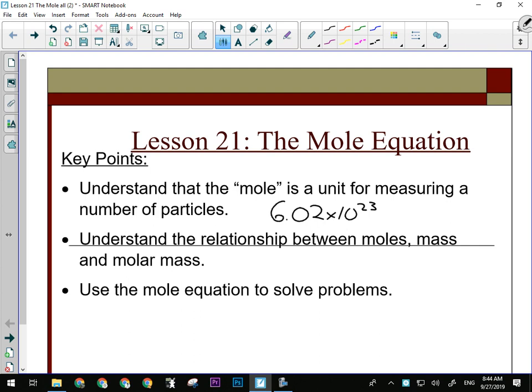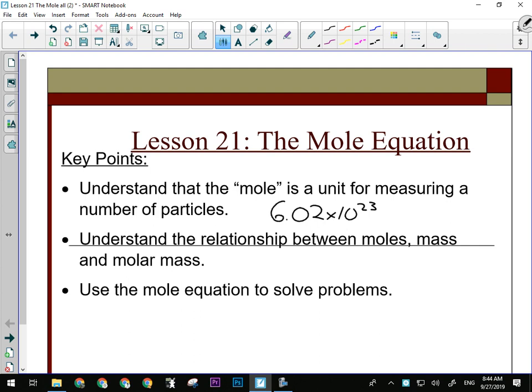One mole can be of anything, just like a dozen can be of anything. I can have a dozen eggs, a dozen donuts, a dozen sausages, whatever. A dozen always means 12. It doesn't matter what I'm talking about. I know that a dozen means I have 12 of whatever it is. The same is true of a mole.